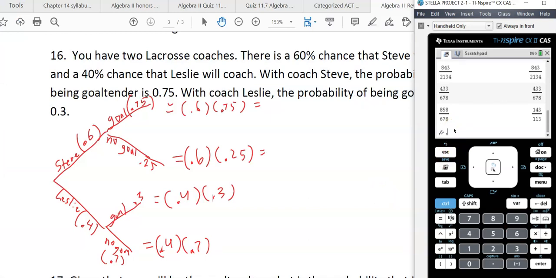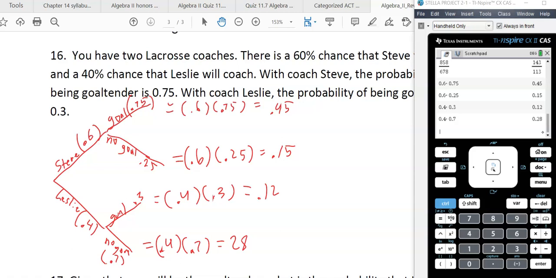0.6 times 0.75. Oops, I'm stuck with the decimal point. 0.6 times 0.75. 0.6 times 0.25. 0.4 times 0.3. And 0.4 times 0.7. Okay, so 0.45, 45% of the time, 15% of the time, 12% of the time, and 28% of the time. If you add those up, it should add up to 100% or 1.